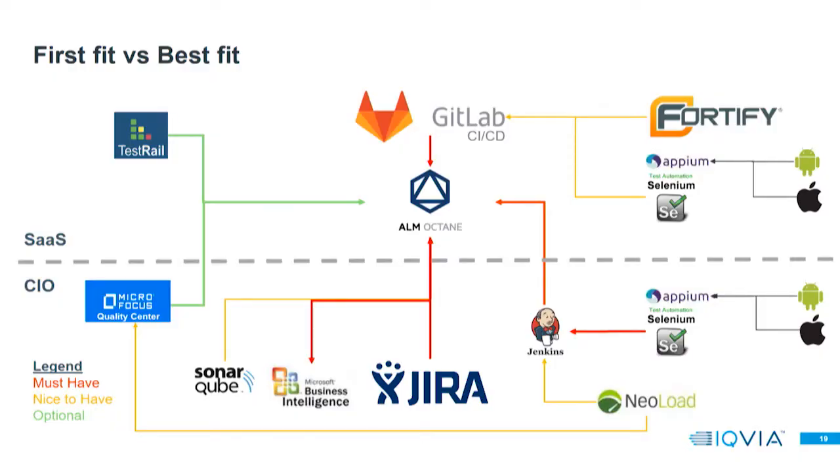So we are implementing the synchronization, etc. So we would like to start with the main tools we would like to see connected. So the source code, Jira and Jenkins, and all these. And then we will add the rest week after week.